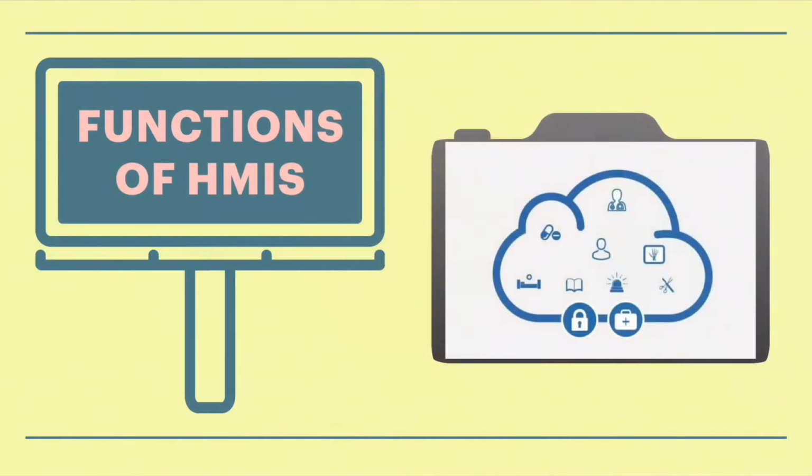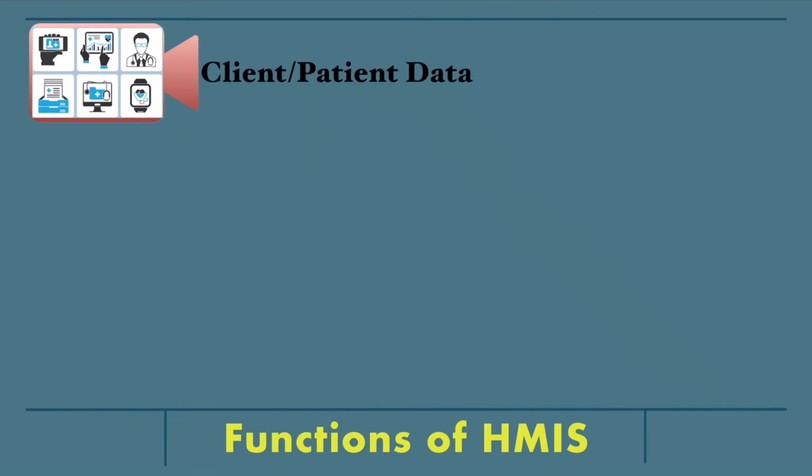The functions of HMIS. First, client or patient data. Information about an individual patient which may be relevant to decisions about current or future health or illness. Patient data should be collected using methods that minimize systematic and random error, including the name, date of birth, address, contact number, emergency contact person, history of illness, and medication.